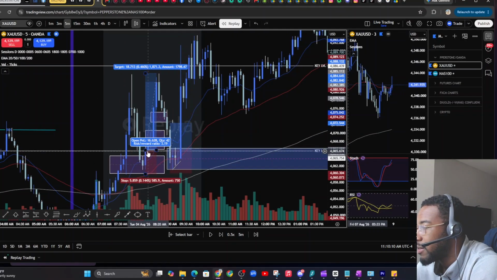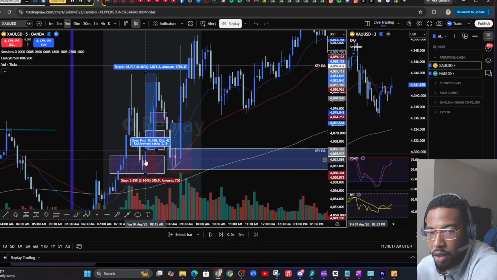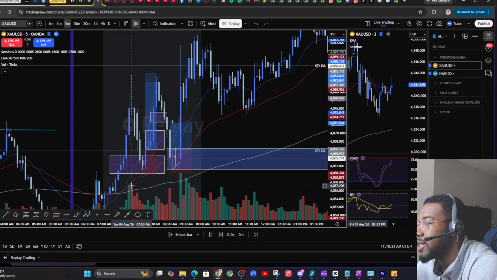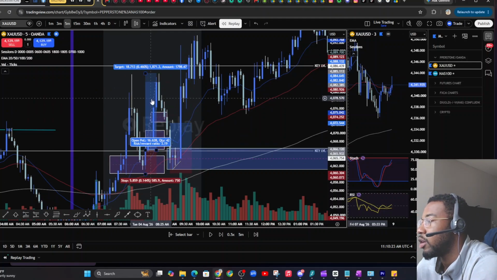After we got in, after that engulfing bullish candlestick, price continued to push up, and we won a little bit over a 1-3. So very similar to Monday, we lost on the first NAS setup, but we were able to make our money back on gold.